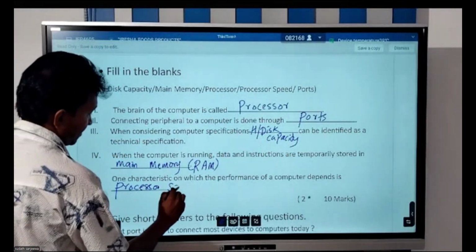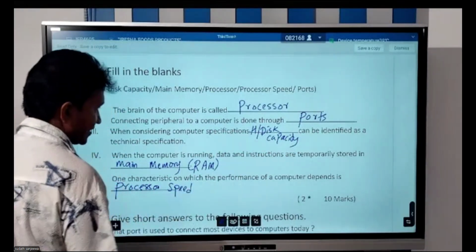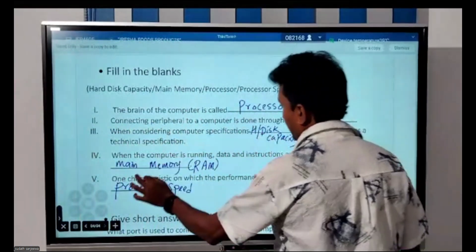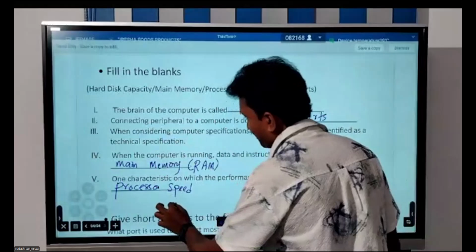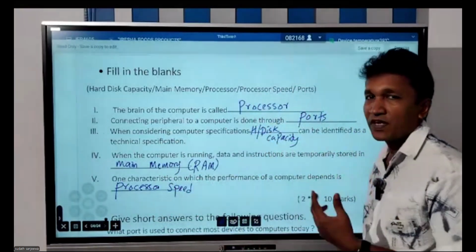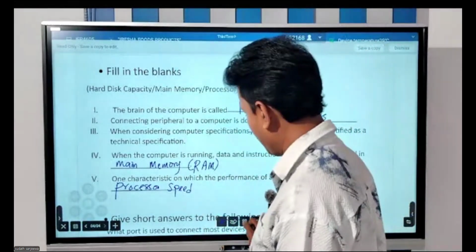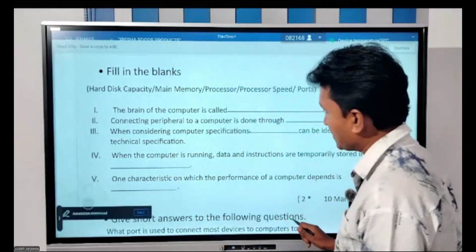Processor speed is, depending on processor speed, right? The performance of the computer will increase or decrease, right? So that is processor speed.